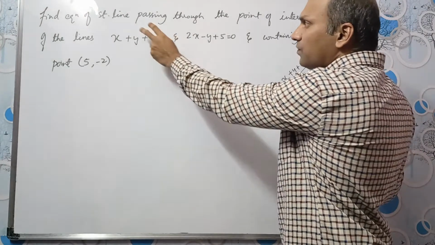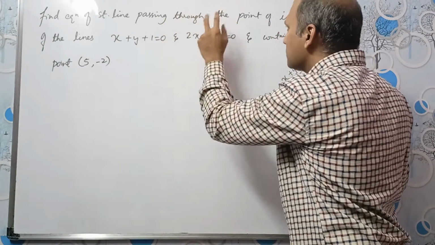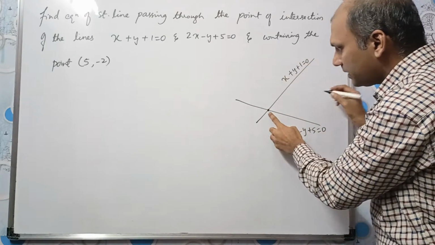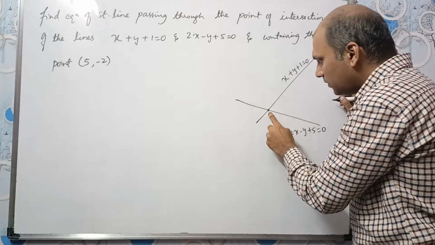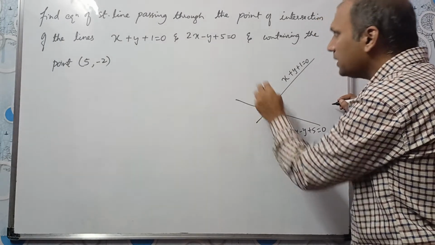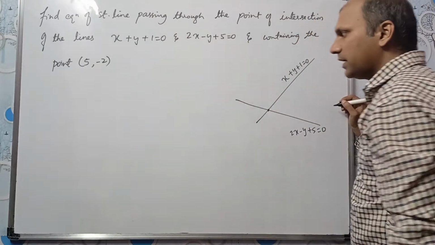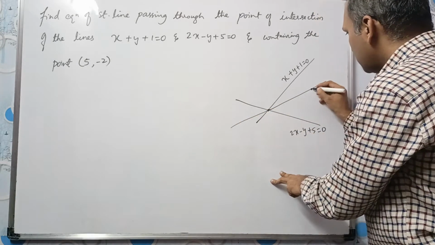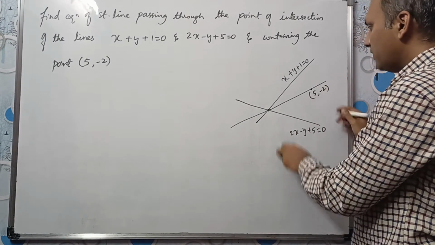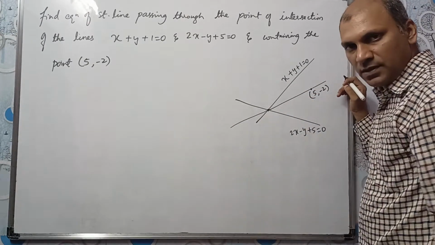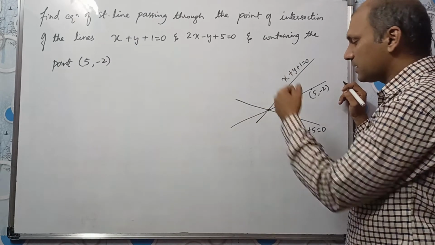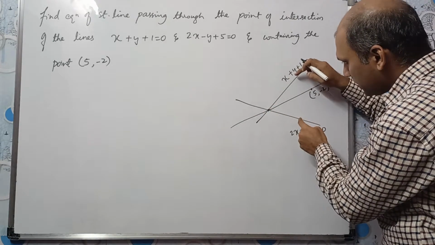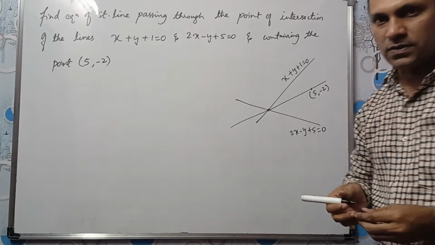Now what is given? We need to find the equation of the straight line that is passing through the point of intersection of these two straight lines. These two straight lines are intersecting at this point. We need to find the equation of a straight line which is passing through this point and also containing 5 comma minus 2. Let us say there is a point 5 comma minus 2 on this line. We need to find the equation of this line. I hope the question is clear. Find the equation of a straight line passing through the point of intersection of these two straight lines and which also contains 5 comma minus 2.